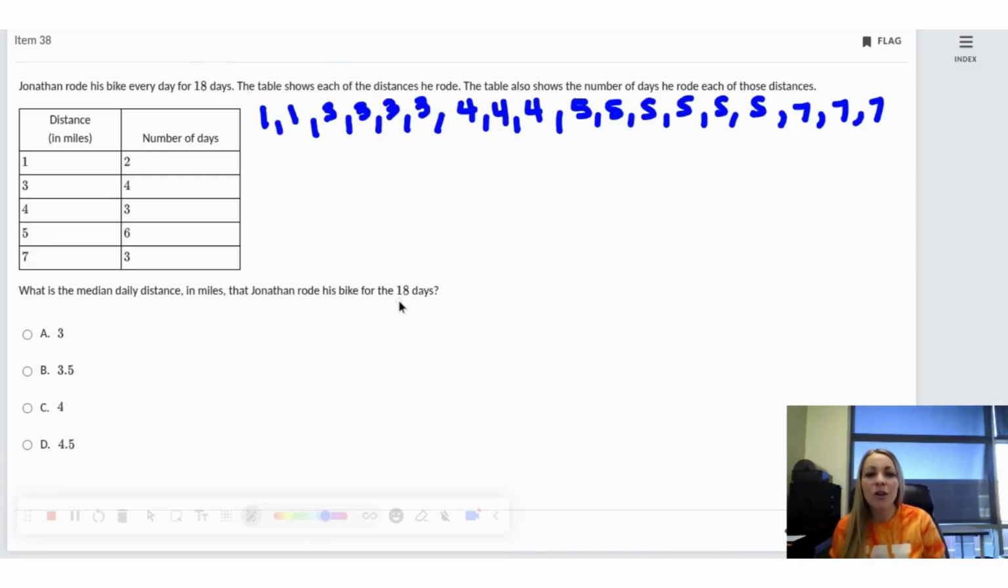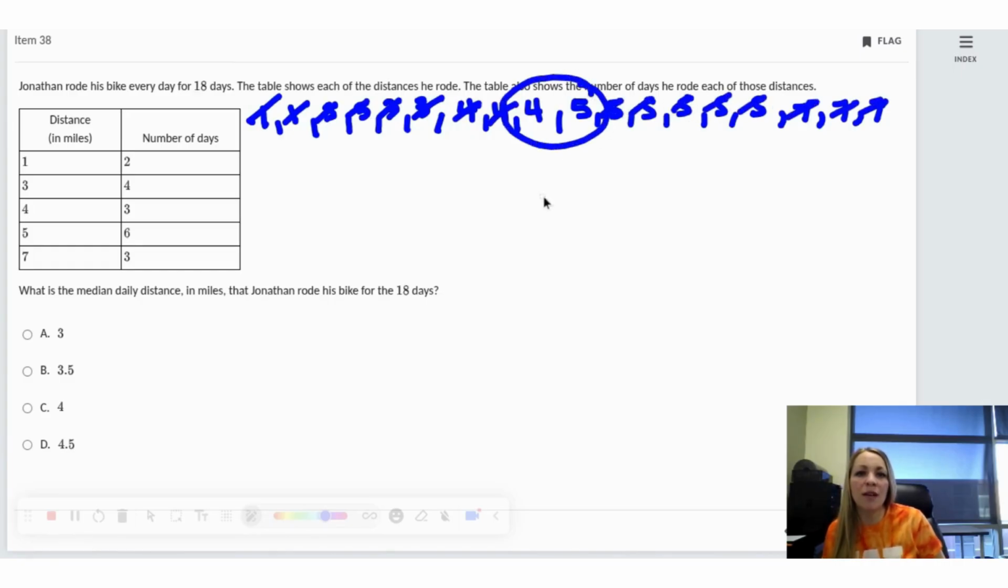Now we know that there's 18 days, and if we divide 18 in half to find the middle number, there's going to be 2 numbers in the middle. So what I'm going to quickly do is go from the outsides and cross out 8 numbers from both sides. 1, 2, 3, 4, 5, 6, 7, 8. That leaves me with these 2 middle numbers.